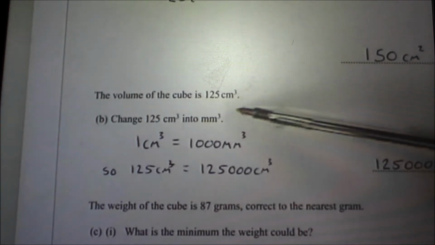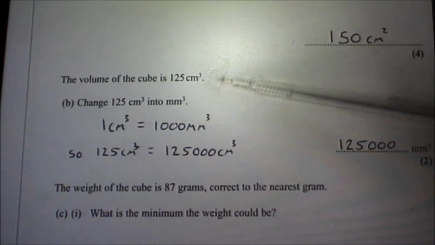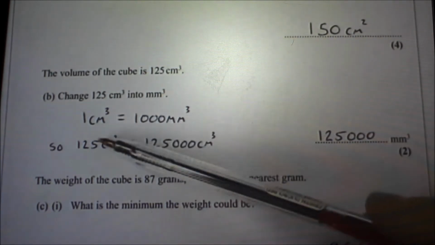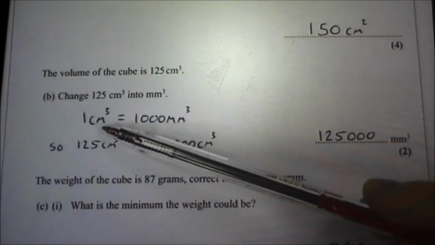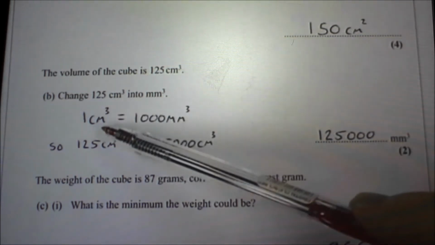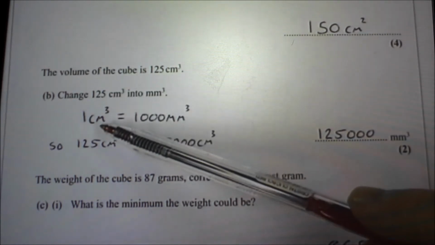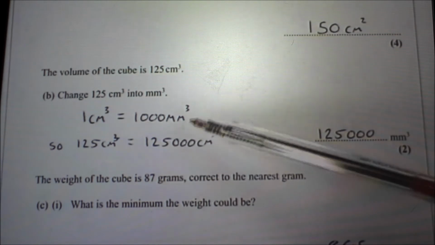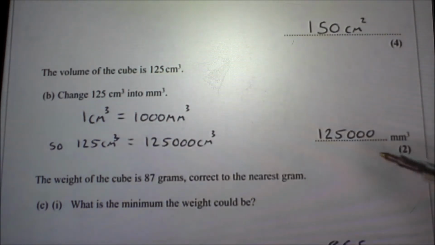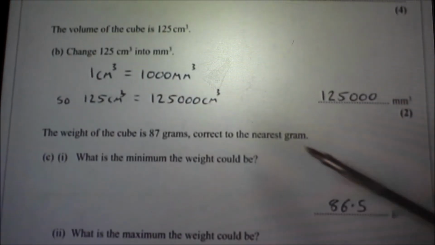The volume of a cube is 125 centimetres cubed, because it's 5 times 5 times 5 for the one at the top. Change that into millimetres cubed. What you need to be aware of is that 1 centimetre cubed is the same as 1,000 millimetres cubed, because you imagine 1 centimetre is 10 millimetres, so to get 1 by 1 by 1 is 1 centimetre cubed, so 10 by 10 by 10 millimetres is 1,000 millimetres cubed, so you need to multiply it by 1,000, so it's 125,000 millimetres cubed. The weight of the cube is 87 grams.